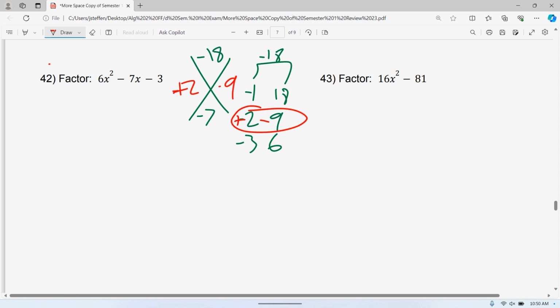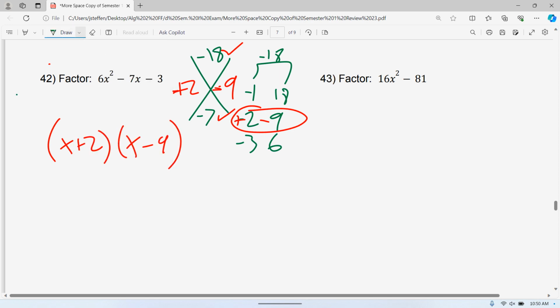And again, this is where I've been preaching: take the extra 2 seconds to double check. +2 times -9 is -18, and +2 plus -9 is -7. So we end up with x plus 2, x minus 9.